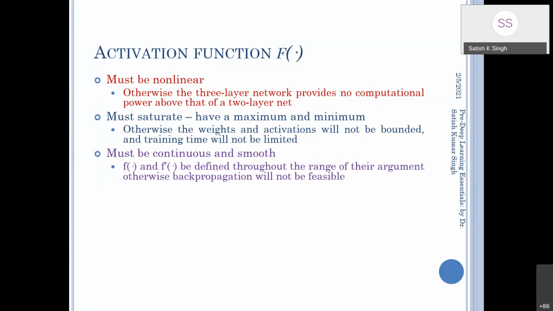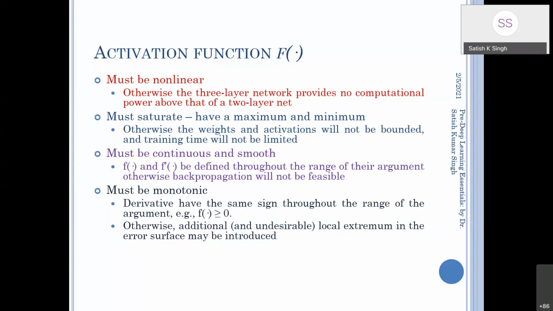Must be continuous and smooth. So F and F dash, meaning the first derivative, must be defined throughout the range of their argument. Otherwise, backpropagation will not be feasible. Must be monotonic. Derivative should have the same sign throughout the range of the argument. Otherwise, additional and undesirable local extremum in the error surface may be introduced. Means there must be a proper basis for the selection of the activation function. Okay, there are some basic requirements.